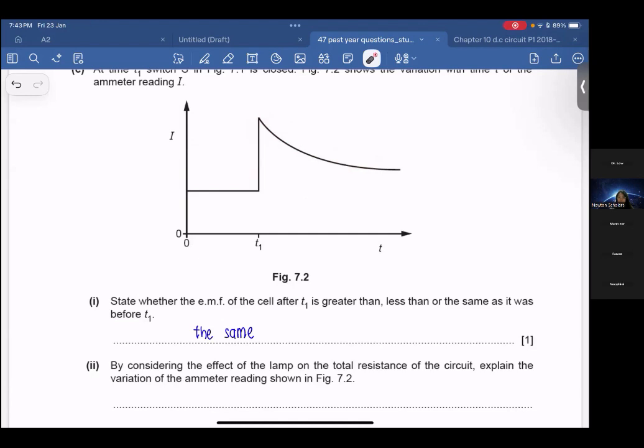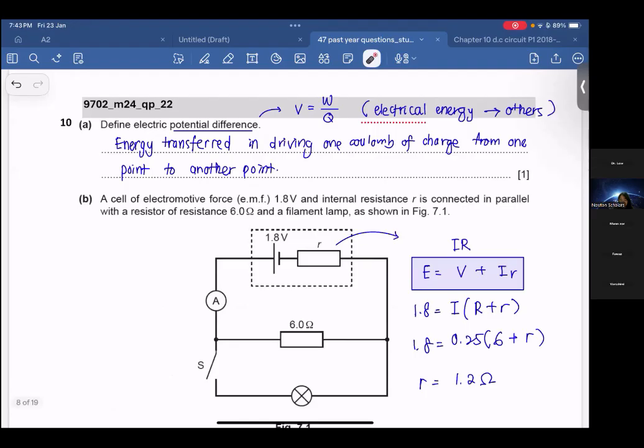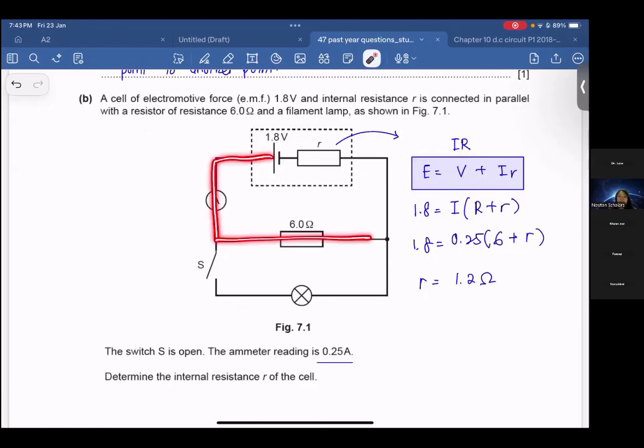Okay, this question needs you to think. So can you think and then type your idea in the chat box. Try to think why. Before T1 is before we close the switch. So the current is constant. So you explain why. Then after we close the switch, why does the current suddenly increase? Then after that, we keep on letting the circuit flow, but why does the current start to decrease? Think.